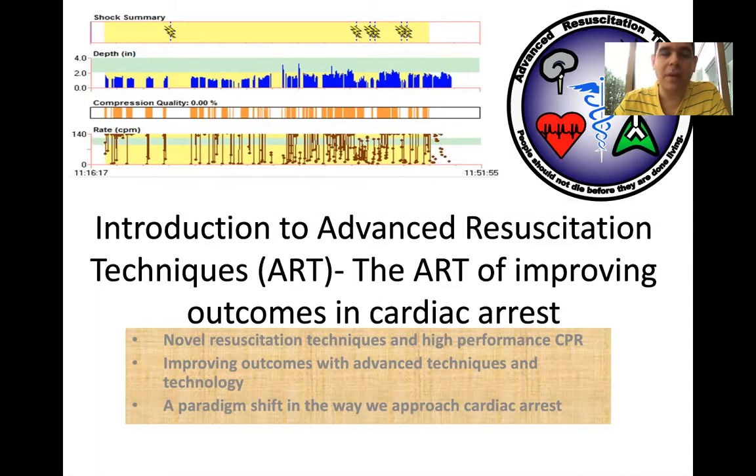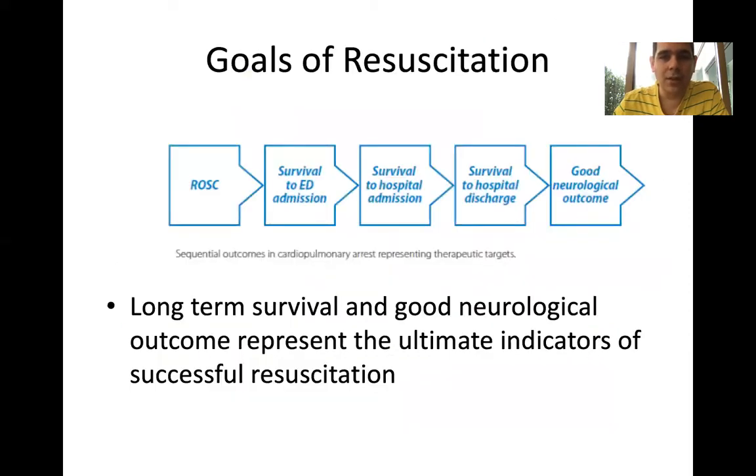So all in all, it's a paradigm shift in the way we approach cardiac arrest, as well as a paradigm shift in the way we teach ACLS as well. So this model is not new to most of us. As you can see, the goal of resuscitation ultimately would be to have someone survive, walk out of hospital with a good neurological outcome. And a good neurological outcome is defined as a CPC score of 1 to 2 in most research papers.